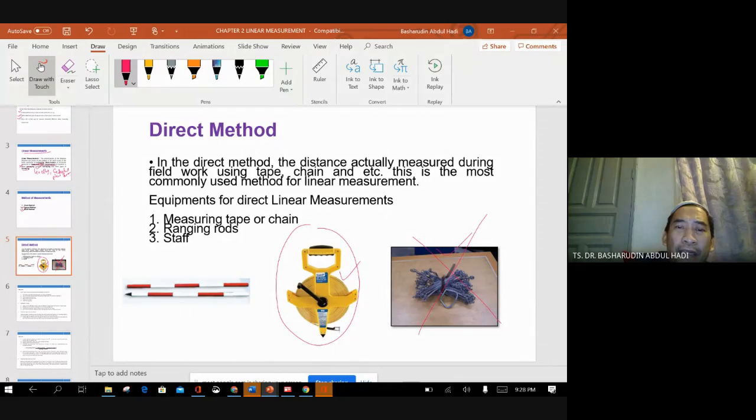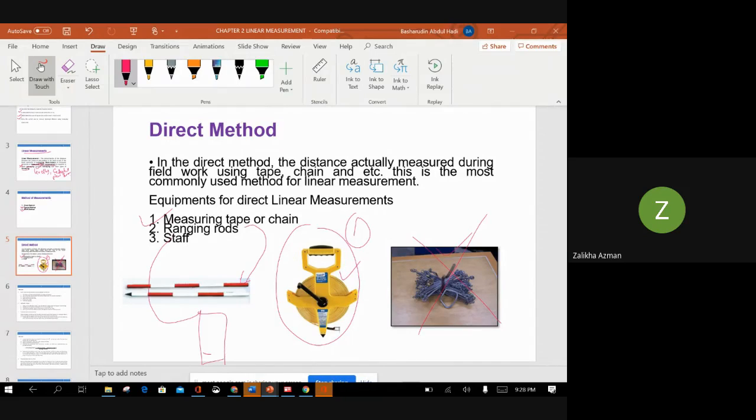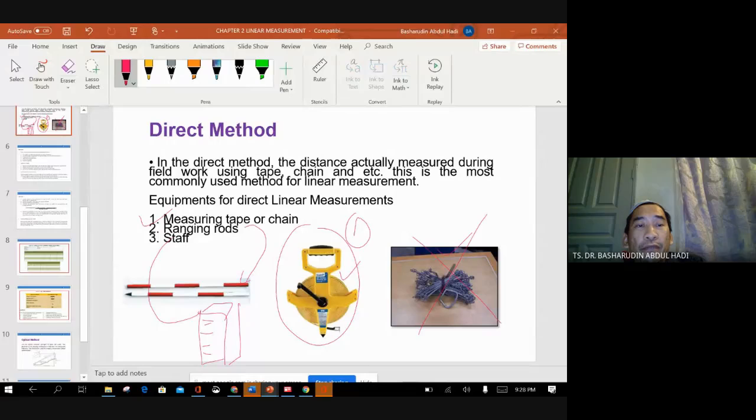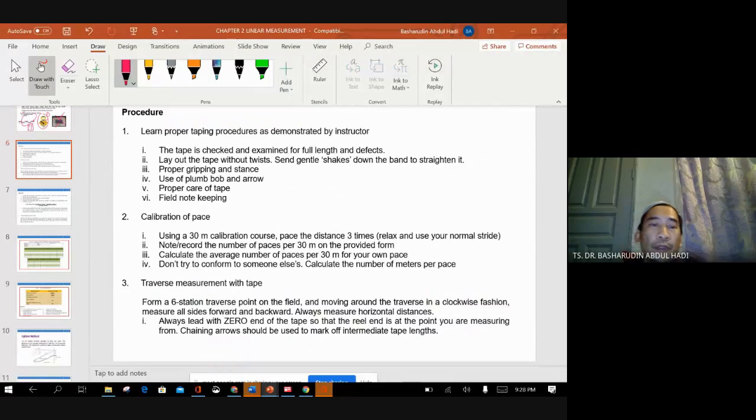Equipment for direct linear measurement: measuring tape, this one. So you have the ranging rod and you have the staff. Still remember the staff, for reading? Yes, Doctor. Your staff is made from aluminium.